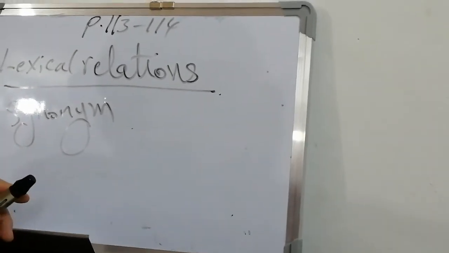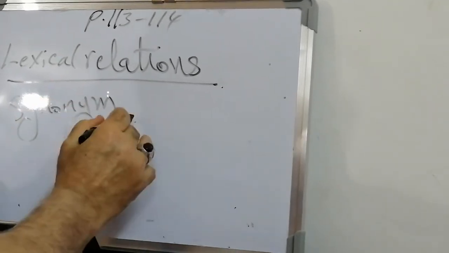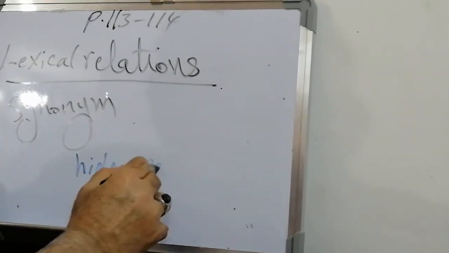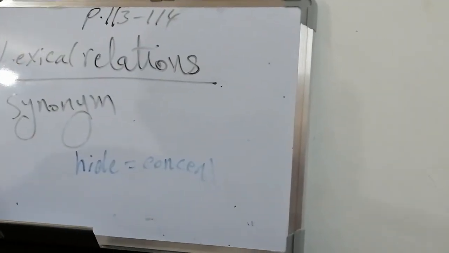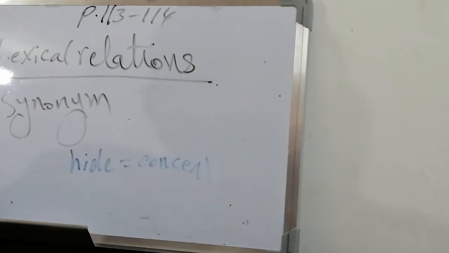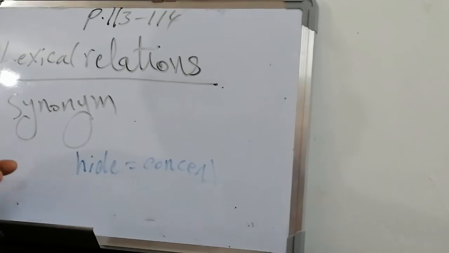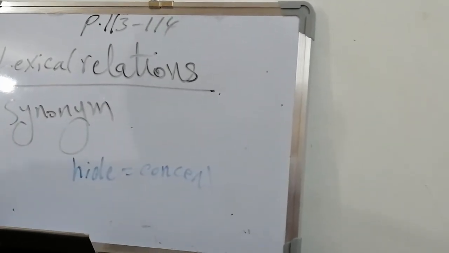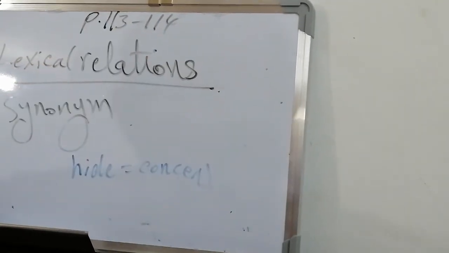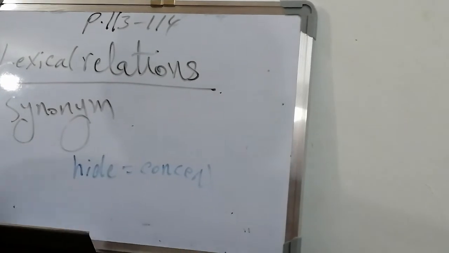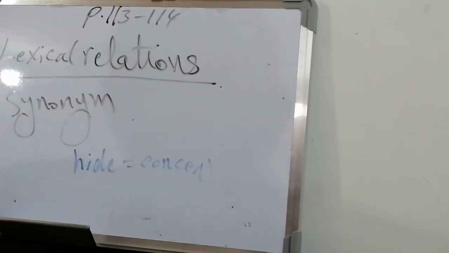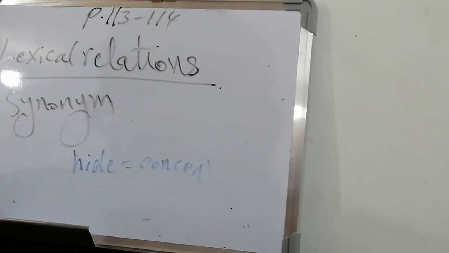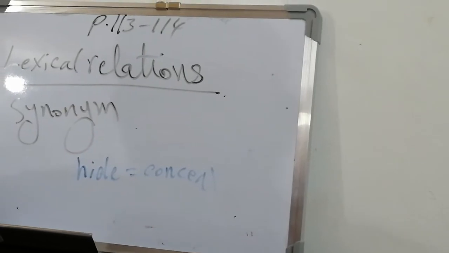This is very important. Let's take, for example, the word hide, H-I-D-E. Hide means conceal. In the book, he has given us a number of synonyms. You find this information on pages 113 and 114. Hide means conceal. More examples of synonyms are almost, nearly. This is in the book, almost at the top of page 114.